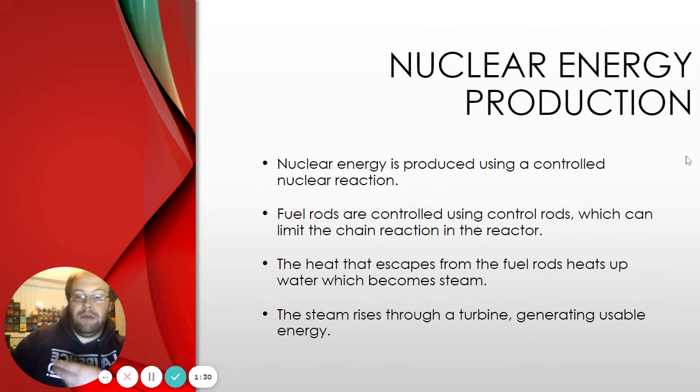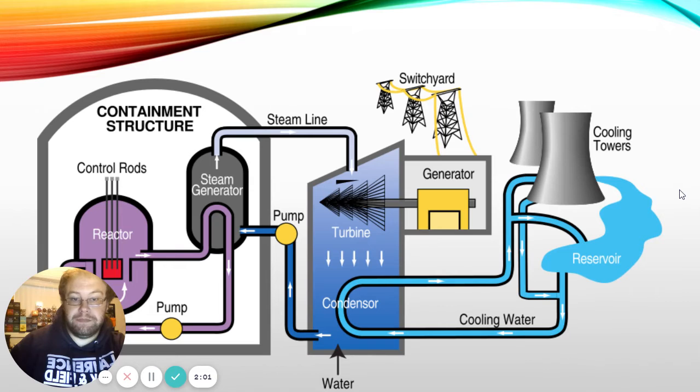So how do we do that? Well, nuclear energy is produced using a controlled nuclear reaction, like I said. We fill rods with fuel, which is usually uranium, and we control that reaction with control rods, which makes it so that the reaction does not chain out of our control. The heat that escapes from these fuel rods heats up water, which then becomes steam, and then that steam rises through a turbine, which generates the useful energy that we use in our day-to-day lives.